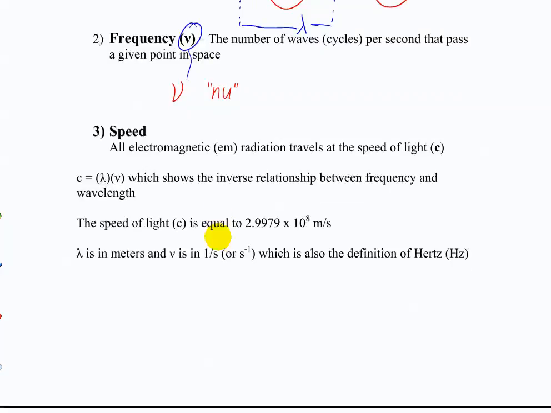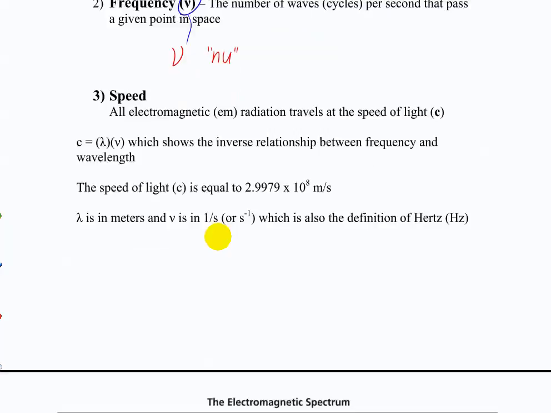So we can actually show a relationship between frequency and wavelength using speed. Wavelength times frequency equals speed. Wavelength is in meters. Frequency is in inverse seconds, or 1 over second. So if you multiply those together, you get meters per second, which is speed. If you've heard the unit hertz, that's also cycles per second, 1 over second.